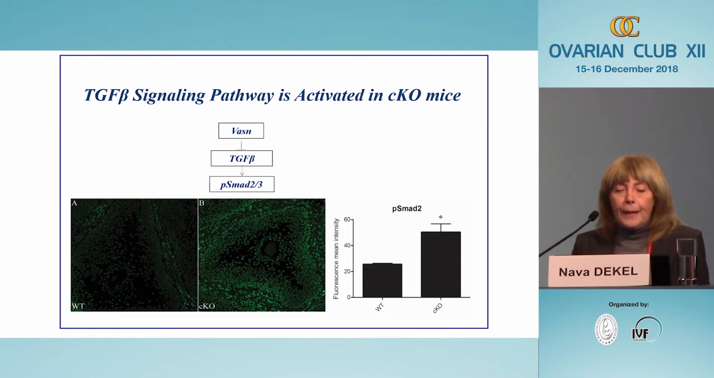And the canonical downstream target for TGF-beta is SMAD2 and 3. So we assume that in the absence of Vasorin, the level of activated or phosphorylated SMAD2 will be upregulated. And indeed, as you see here by the fluorescent antibody for phosphorylated SMAD, in the absence of Vasorin, there is an increase in the level of activation of SMAD, and this was quantified here.